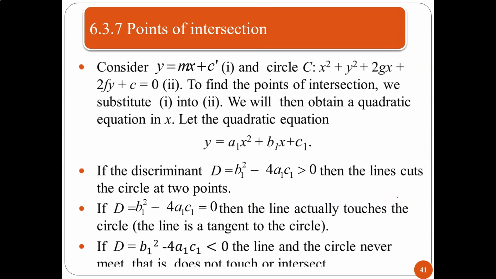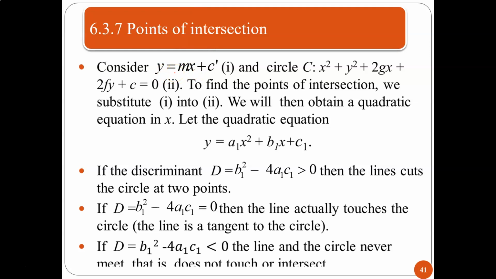Next subtopic, which is points of intersection. Okay, consider y equals mx plus c, this is equation 1, and circle C, x squared plus y squared plus 2gx plus 2fy plus c equals 0, this one is equation 2. And to find the points of intersection, we substitute 1 into 2. Okay, you have two equations. First, this one, the very familiar form of equation, y equals mx plus c, is a straight line. Okay, this one is the straight line.